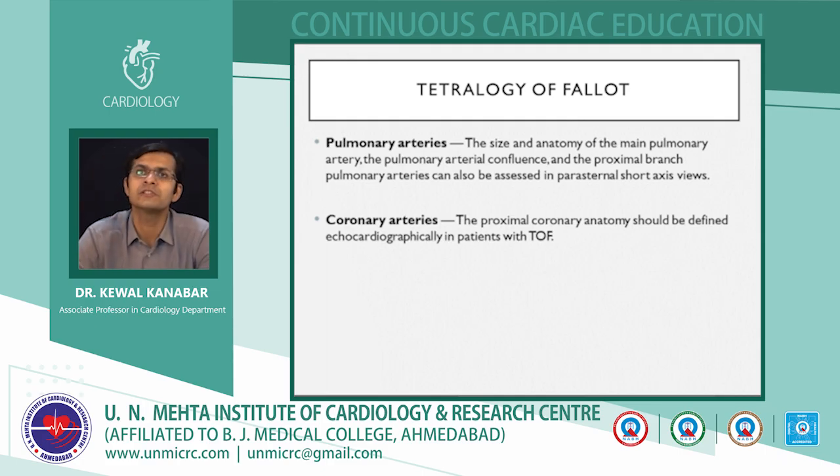suprasternal view. The proximal coronary arteries are again well seen on parasternal short axis and should always be defined, particularly if there is a coronary artery which is crossing the RVOT. In that case, the surgical plan needs to be changed and patients may need to go for an initial shunt followed by a definitive surgery at around 3 to 4 years of age.